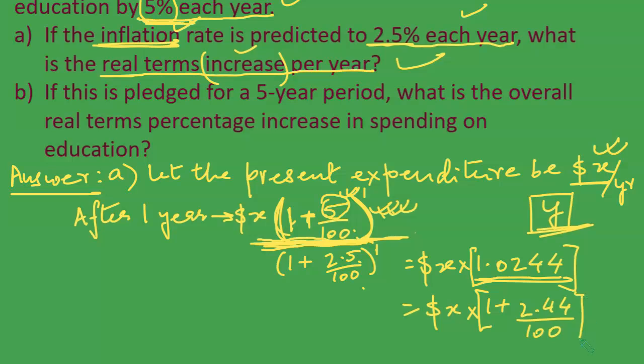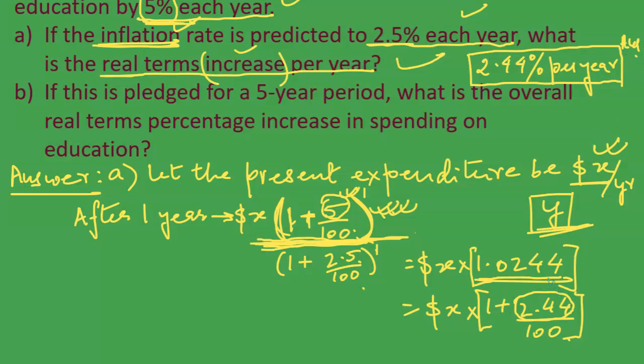Okay. So, this is the real term increase per year. Let me write over here the answer, 2.44% increase per year. This is our answer. Okay. For the subpart A, coming to the subpart B.